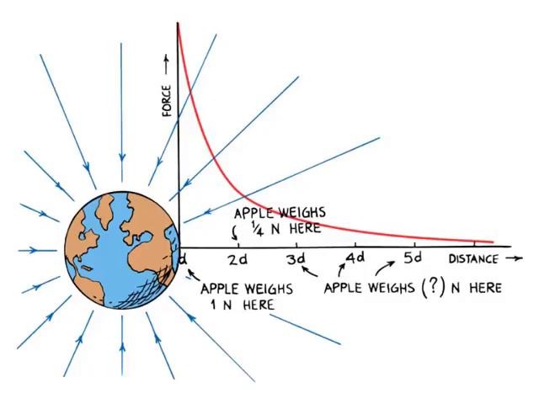The greater the distance from Earth's center, the less an object will weigh. An apple that weighs 1 newton at Earth's surface weighs only 0.25 newtons when located twice as far from Earth's center. When it's 3 times as far, it weighs only 1/9 as much. But no matter how great the distance, Earth's gravity never drops to 0. The gravitational influence of every object, however small or far, is exerted through all space.